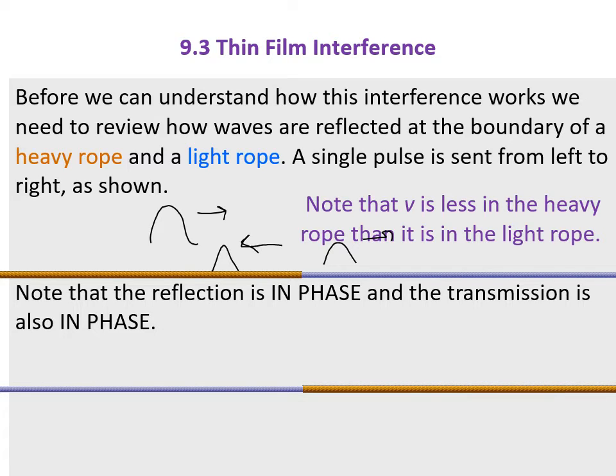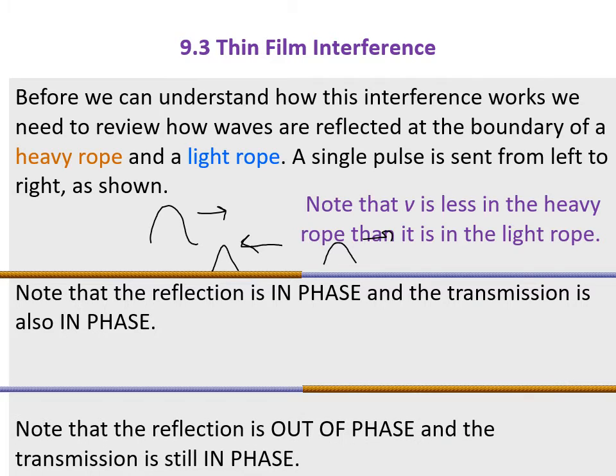Now what happens if we first send the pulse through the less dense medium, the thinner rope, and we try to transmit it into the thicker rope? Pulse is sent, and did you see the reflected pulse? The reflected pulse was inverted. It was out of phase, but the transmitted part of the wave was still in phase. It was still above the horizon.